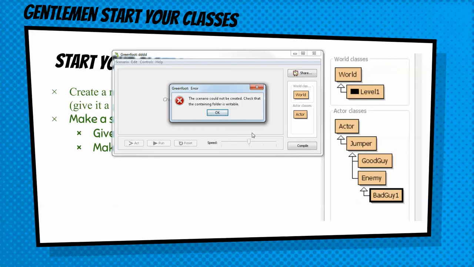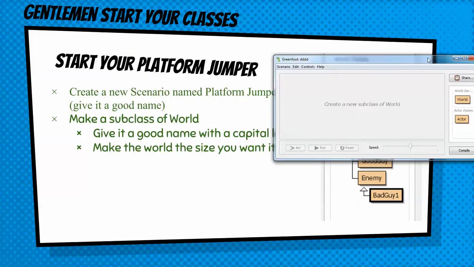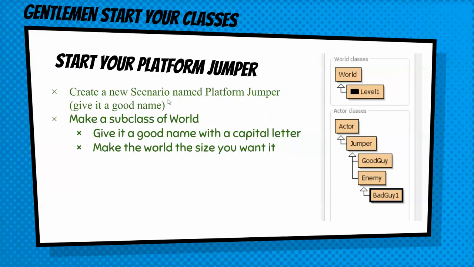So it's going to create a new scenario. Mine didn't like it, but anyway, we have this. Let's pretend this is it. Now let's see what's on here. Create a new scenario named Platform Jumper. Give it a good name. Start it with a capital letter. Now we're going to make a subclass of World and give it a good name, and we're going to eventually do these as well.